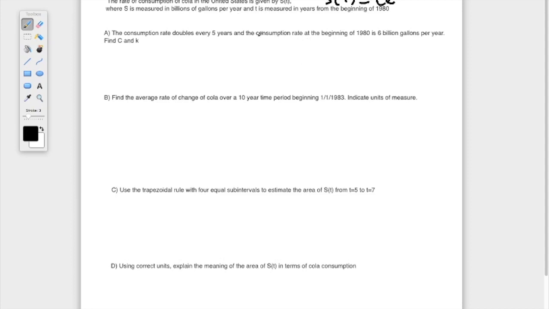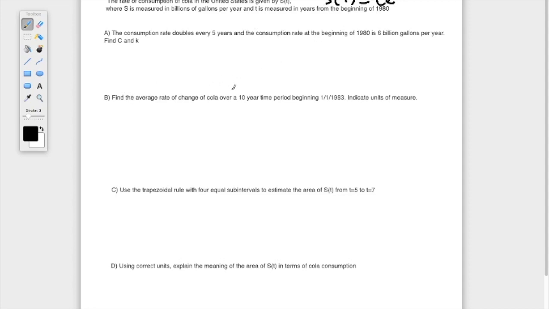Where S is measured in billions of gallons per year and t is measured in years from the beginning of 1980. So basically we have a multi-part question. The consumption rate doubles every 5 years, and the consumption rate at the beginning of 1980 is 6 billion gallons per year. And we're basically trying to find C and k.